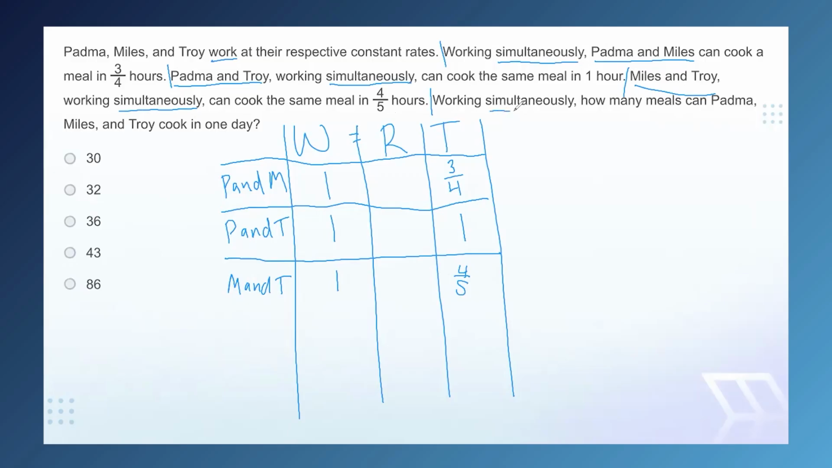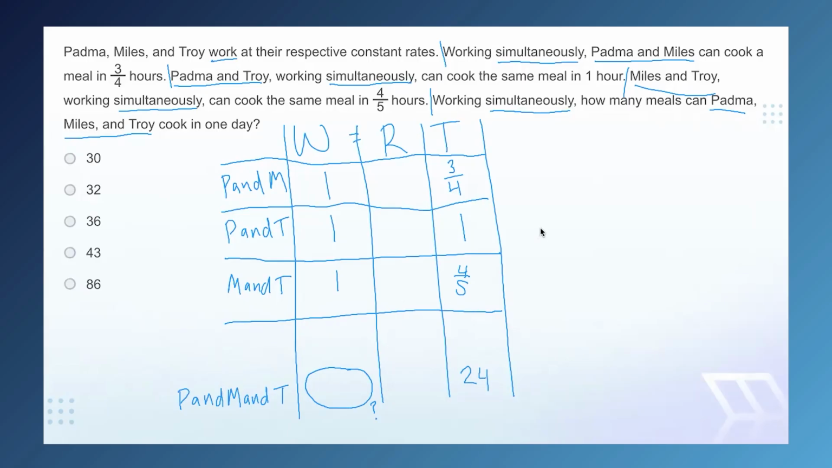All right, working simultaneously, once again, how many meals can Padma, Miles, and Troy cook in one day? Okay, so we are being asked for another combined rate. Gonna give myself some space here because I'm not entirely sure what I'm gonna do here. We're getting P and M and T. And we want to know how many meals or how much work can be accomplished in one day, or changing it to our unit used in our other times, 24 hours.